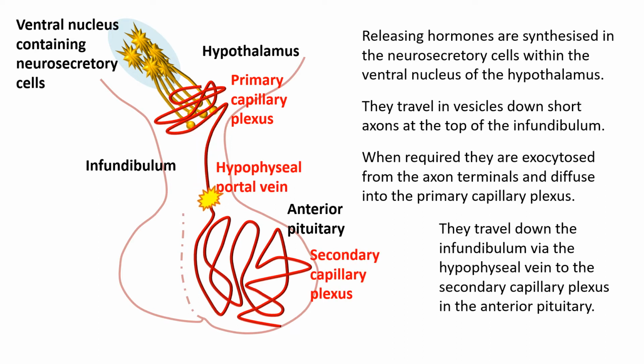They then travel down the infundibulum via the hypophyseal vein. The hypophyseal vein takes them down to the secondary capillary plexus, and now we're in the anterior pituitary. So initially they're exocytosed from these neurosecretory cells, and then the releasing hormones travel through a sort of internal circulation within the hypothalamus, the infundibulum, and the anterior pituitary.